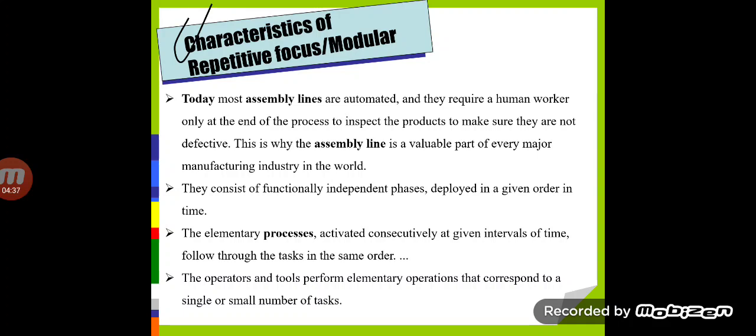Second, they consist of functionally independent phases deployed in a given order in time. In simple words, different parts of a single product are made in different areas or in different ways, but at the end they can be assembled. Every single part is manufactured independently or in a different department.